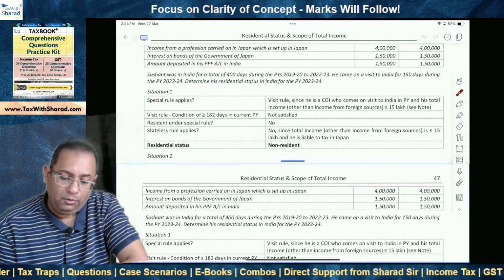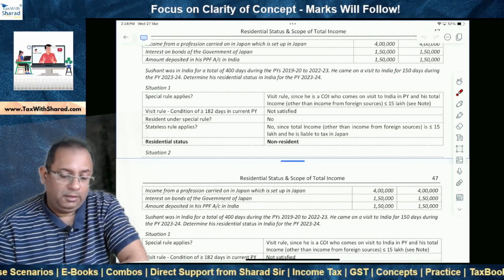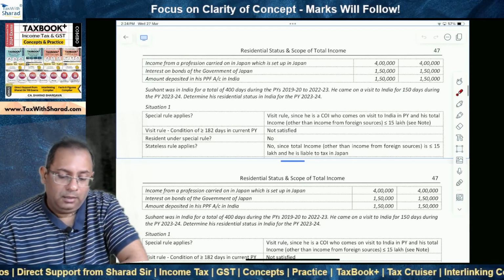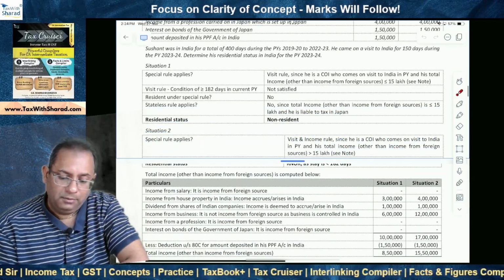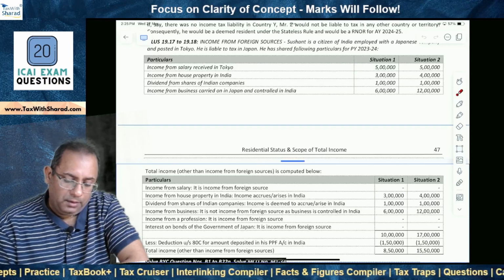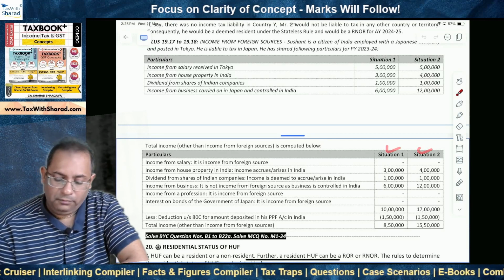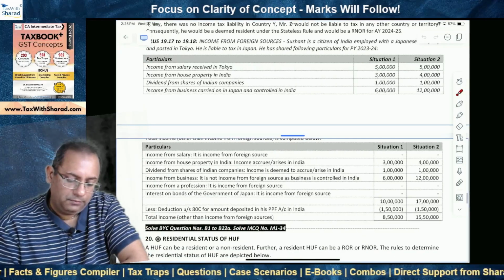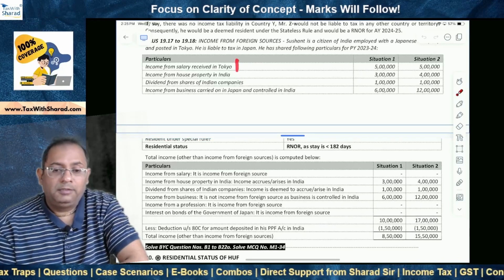Okay, so here you note that Sushant is a citizen of India and he is coming on a visit to India for 150 days during the previous year. So the next thing that you should check is the amount of total income other than income from foreign sources, and that is what you should compute before you figure out the residential status. Okay, now if you note the computation, how do we do it? Total income other than income from foreign sources is computed below, and we compute it for both situation 1 and situation 2, and these are basically the details which are reproduced in this table of computation. So first one is income from salary received in Tokyo.